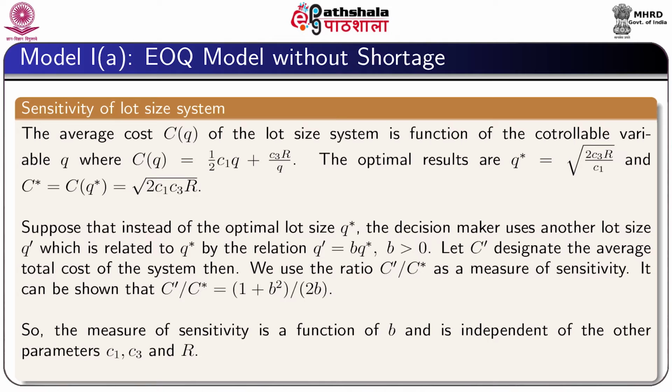Suppose that instead of the optimal lot size Q star, the decision maker uses another lot size which is Q dash, and Q dash is related by the relation Q dash equal to B Q star, where B is greater than 0. Let C dash designate the average total cost of the system. Then we use the ratio C dash by C star as a measure of sensitivity. It can be shown that C dash by C star equal to (1 plus B square) by 2B. This means that the measure of sensitivity is a function of B and is independent of other parameters, that is the C1, C3 and R.